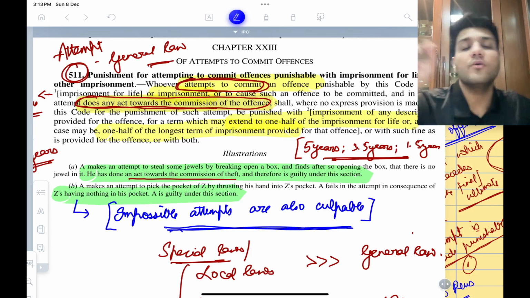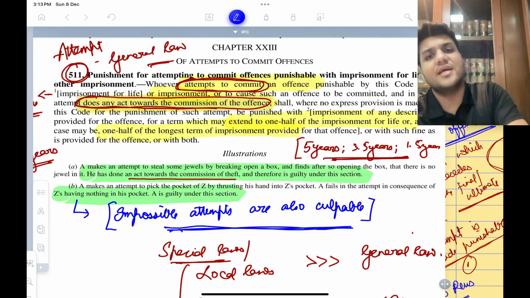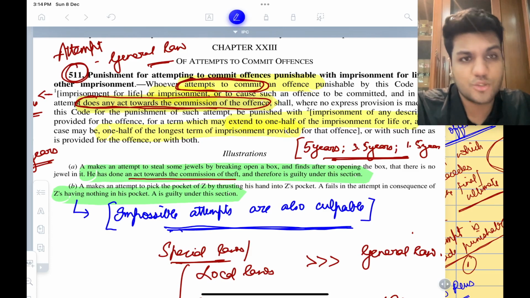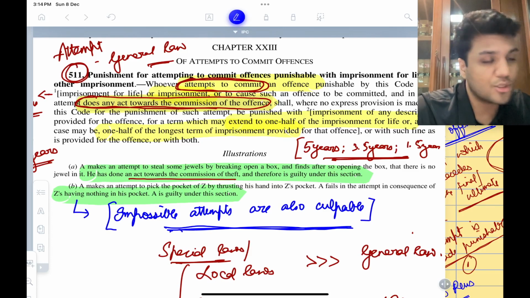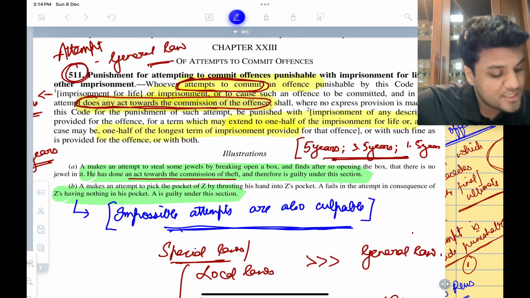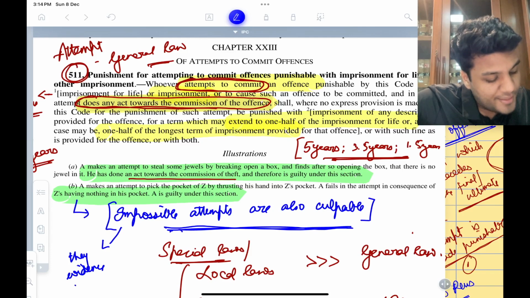for the offense of attempt to murder, which is covered under section 307, or if it can be said that it was an attempt to do culpable homicide, which is covered under 309. So both impossible attempts are also made culpable in addition to the possible attempts, because they evidence mens rea plus actus reus.